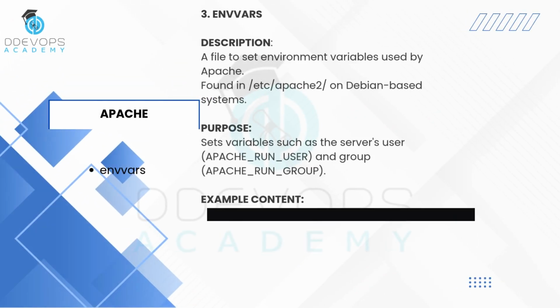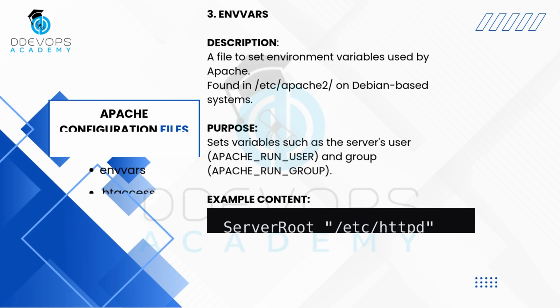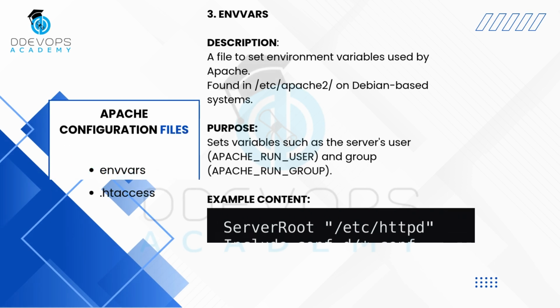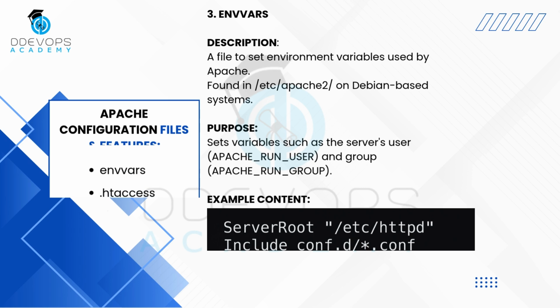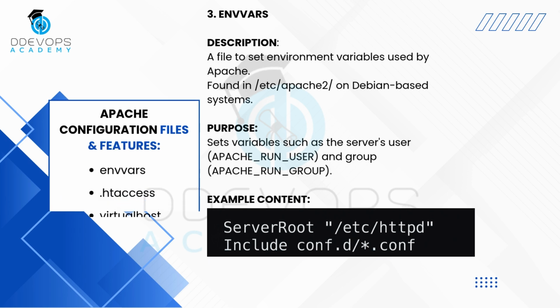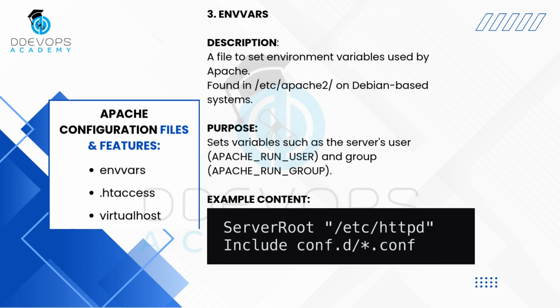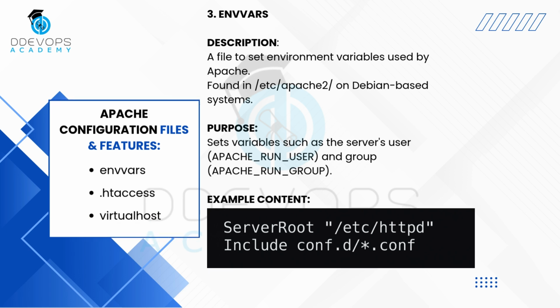envvars. Description: a file to set environment variables used by Apache. Found in /etc/apache2 on Debian-based systems. Purpose: sets variables such as the server's user, APACHE_RUN_USER, and group, APACHE_RUN_GROUP. Example content: check the example content for more understanding.